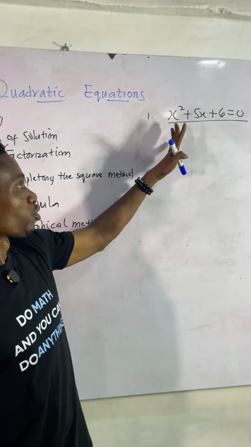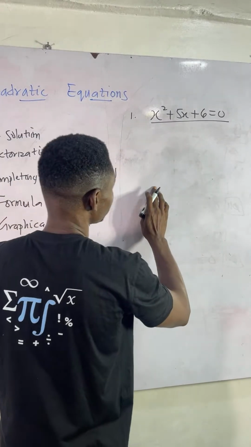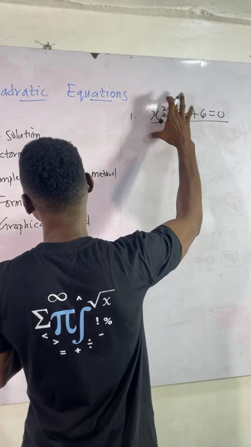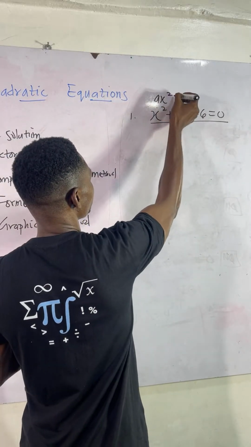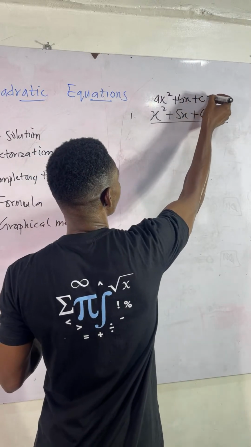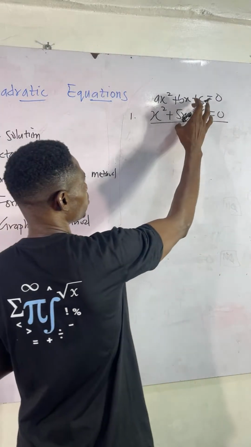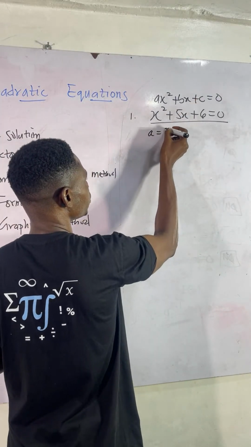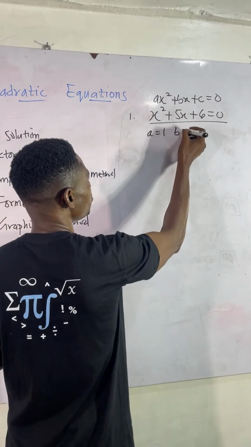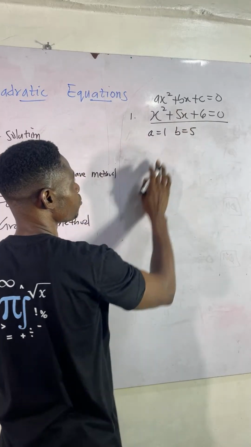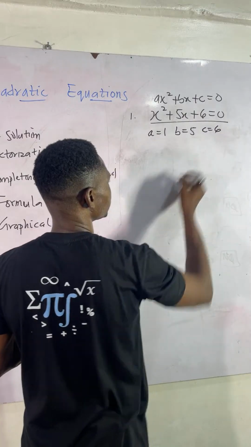Now when you want to factorize, first let's get some values out. If you remember our original equation, it says ax squared plus bx plus c equal 0. Now, the implication is that from this our equation, our a is 1. Remember, a is the coefficient of x squared. Our b is 5, positive 5. b is the coefficient of x. And our c is 6.